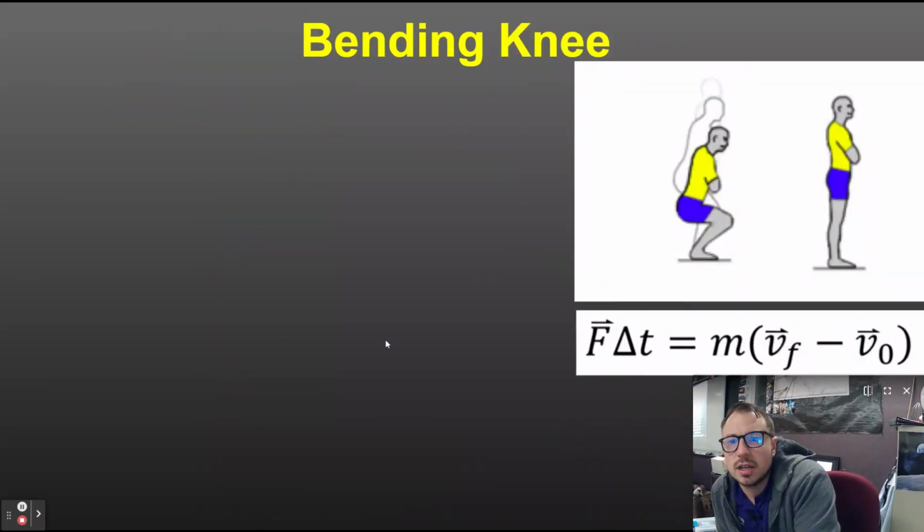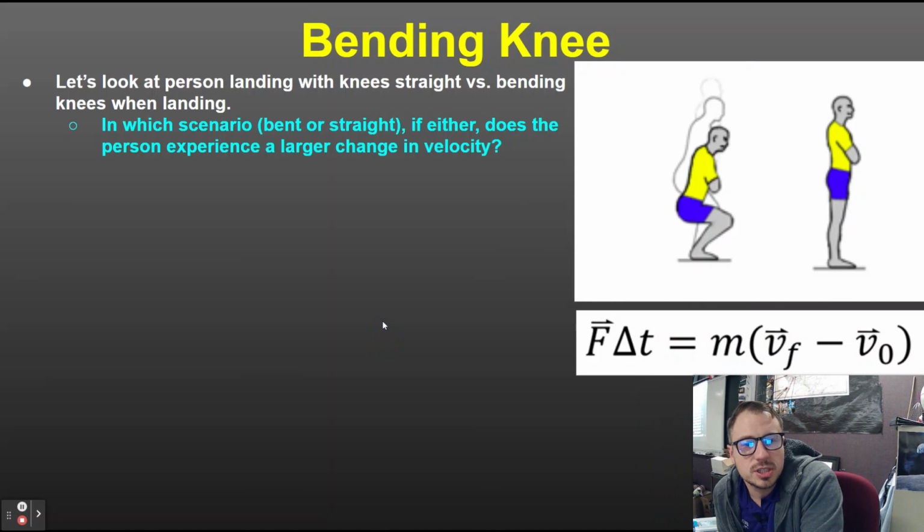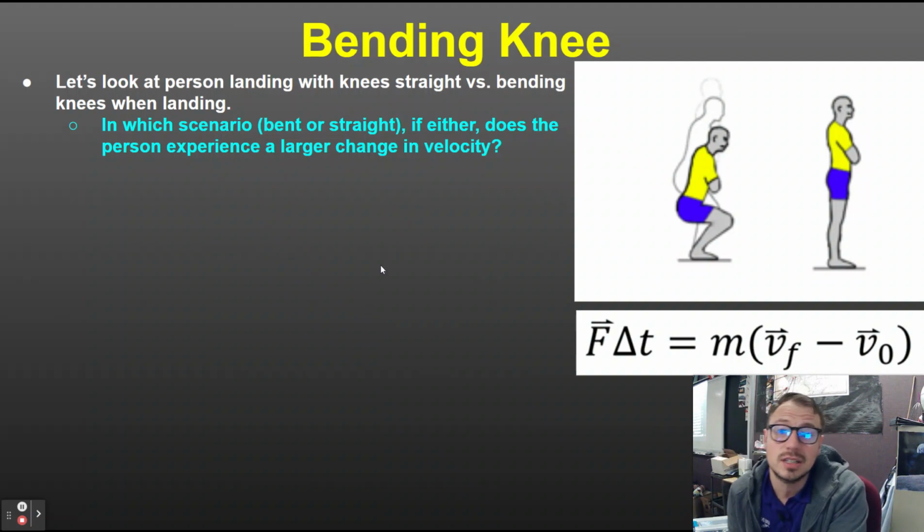So let's just take a look at this, right? Let's just assume it's the same person jumping from the same height. You're jumping off a table, you're landing on the ground. Let's just say you bend your knees in one scenario and you keep your legs straight in the other scenario. Ouch, right? You know that that's going to hurt.